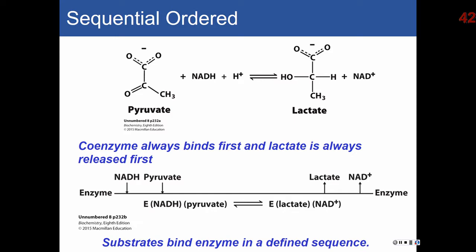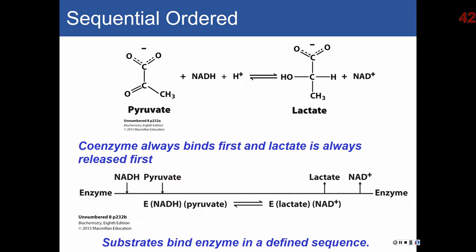So when we look at sequential ordered reactions, here's an example of one. We have pyruvate, which we'll talk a lot about, plus NADH. What's NADH? NAD is actually NAD plus. What's that classified as? A cofactor. So start recognizing when you see these cofactors in different reactions. And that gives us lactate.